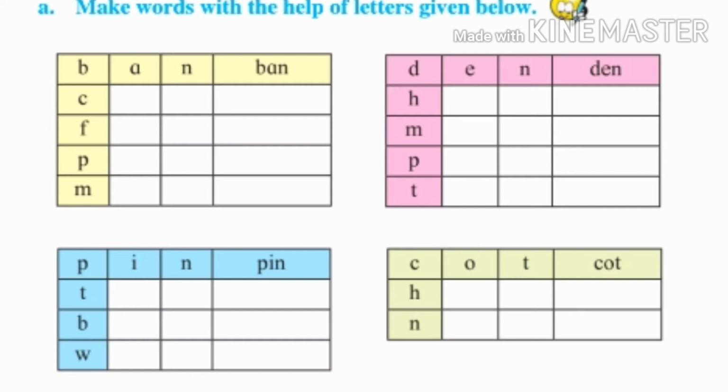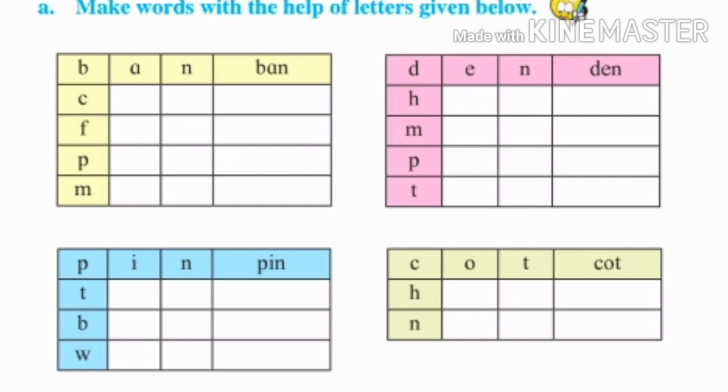When we come to the second box, we understand that the first example is already done for us. DEN, den. Here EN, these two letters are used after D and we get the word den. In the same way, we can use EN after the remaining letters and we get the words hen, men, pen, ten.